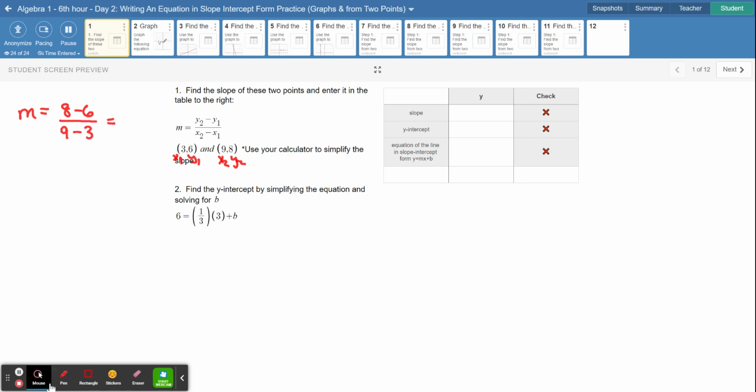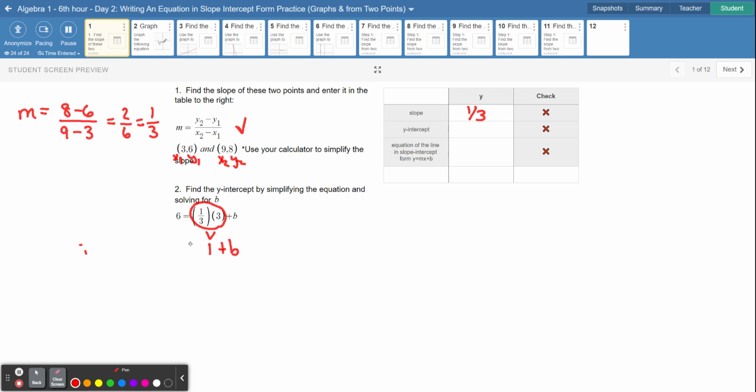Now when you put this into the calculator, it's not going to give you 2 over 6, it's going to give you 1 over 3. 1 over 3 is the simplified version, and that's what we're looking for. Now for number 2, it says find the y-intercept by simplifying. So when we have two numbers right next to each other, that means to multiply. 1/3 times 3 is 1.